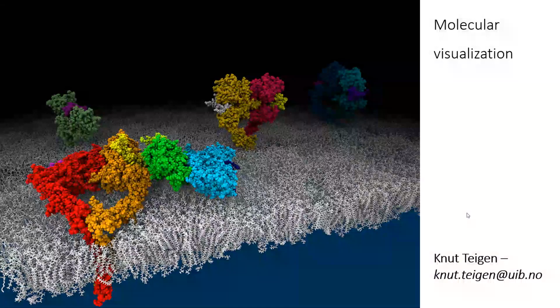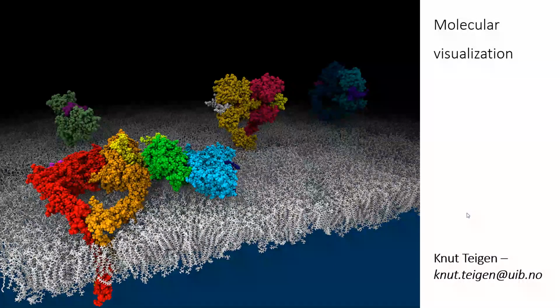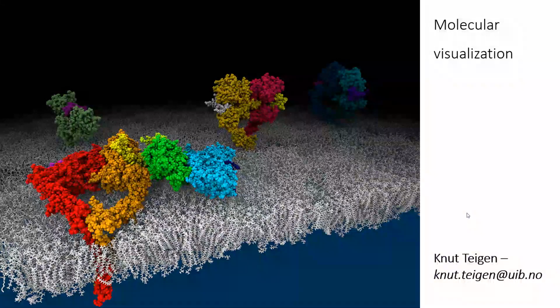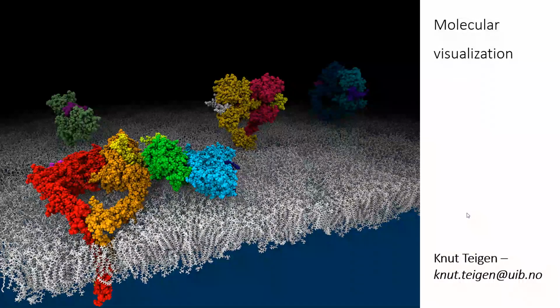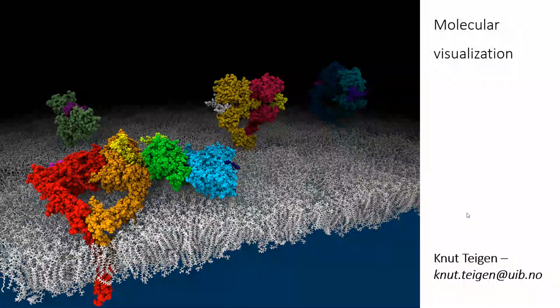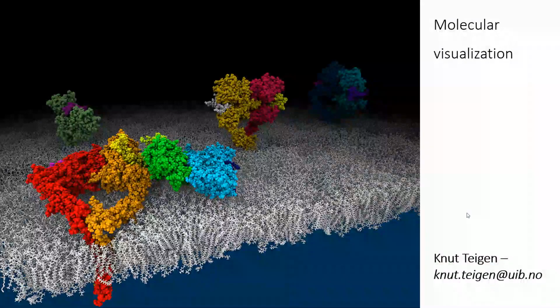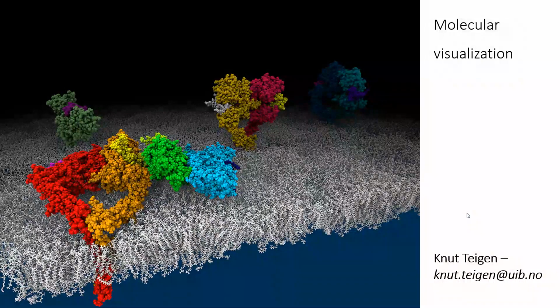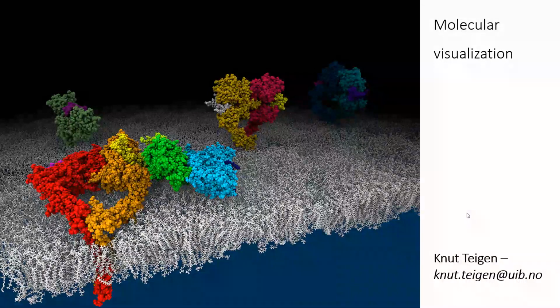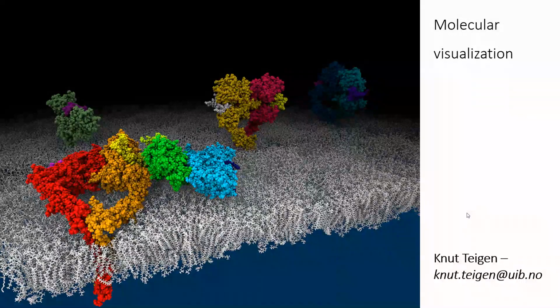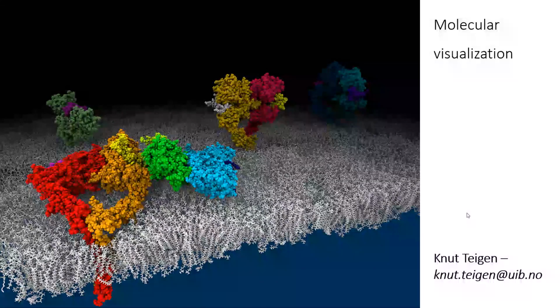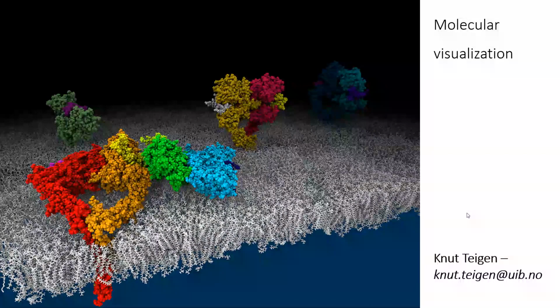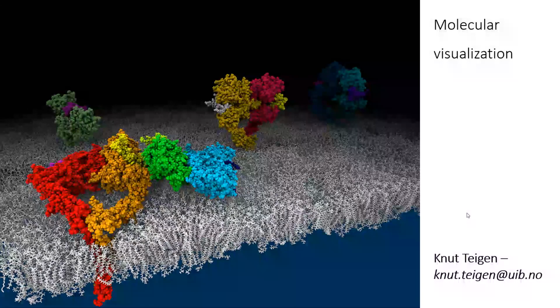So my name is Knut Teigen. I'm a professor in biomedicine at the Department of Biomedicine here in Bergen. And I'm interested in proteins and protein structures and how small molecules bind to proteins and how they change the conformations of proteins and change the function of proteins, and how you can develop small molecules into drugs that modify protein function. So that's sort of my interest.